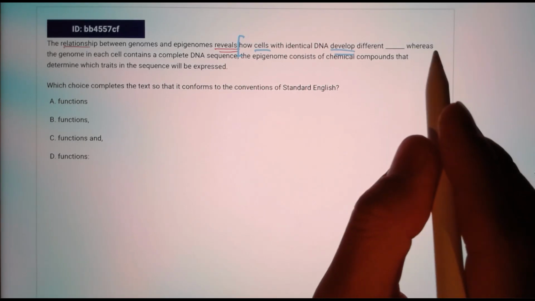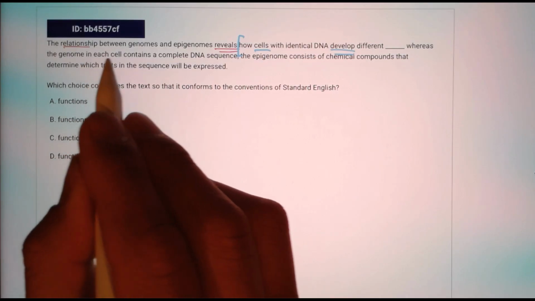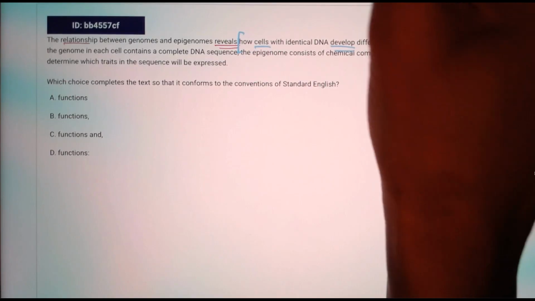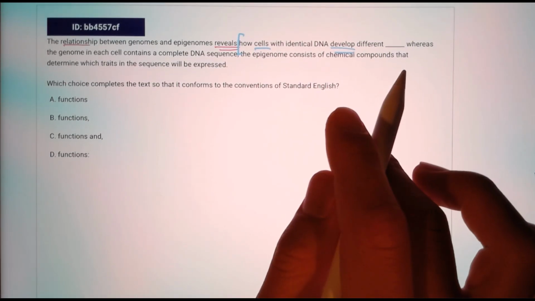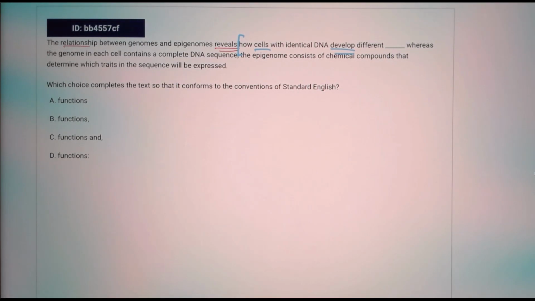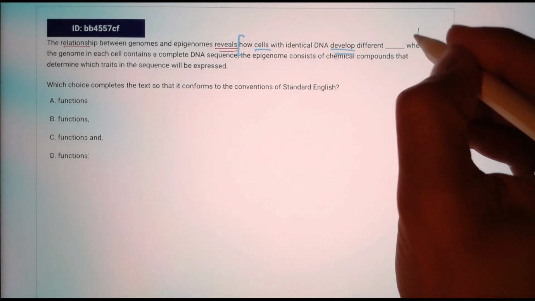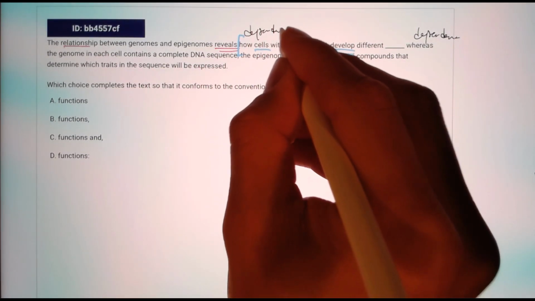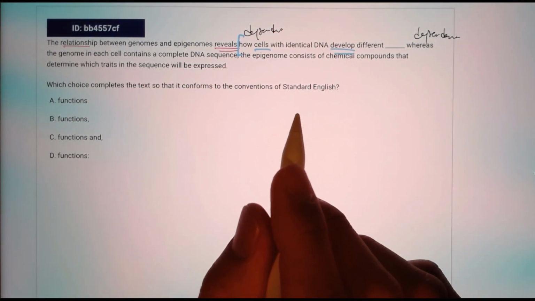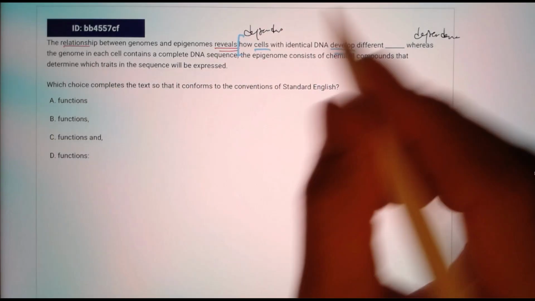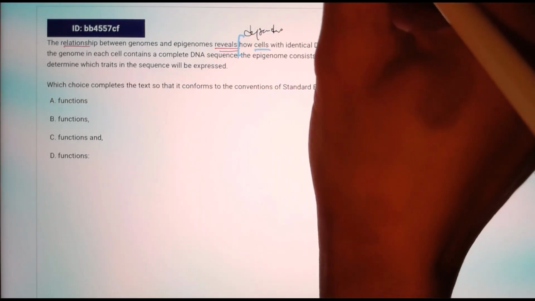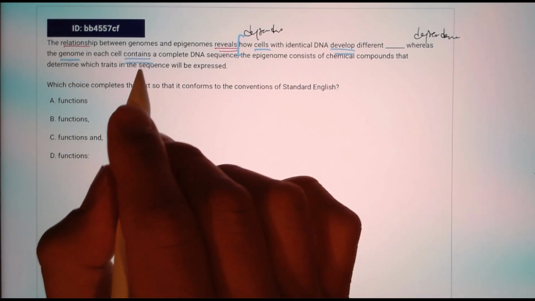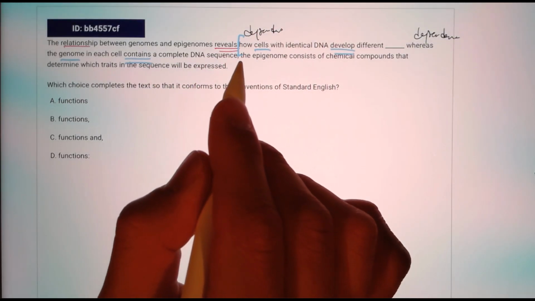And then we have whereas the genome in each cell contains a complete DNA sequence. So whereas is a subordinating conjunction that marks the dependent clause, just like we have a dependent clause here. Genome will be the singular subject here, and then we have a singular verb, contains. Genome in each cell contains a complete DNA sequence.